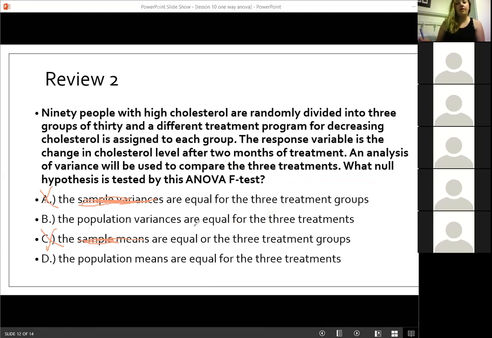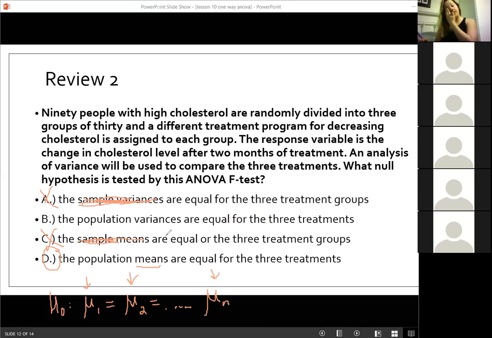But then remember, in terms of our null hypothesis for these tests, we would always say that they're all equal to each other. In this case, we're talking about population means, not variances. For an ANOVA F test, our answer is going to be D here, so you guys are correct, because we're talking about the population means all being the same, not variances. Variances have to do with assumptions, but not actually writing out the null hypothesis. So our answer would be D there.